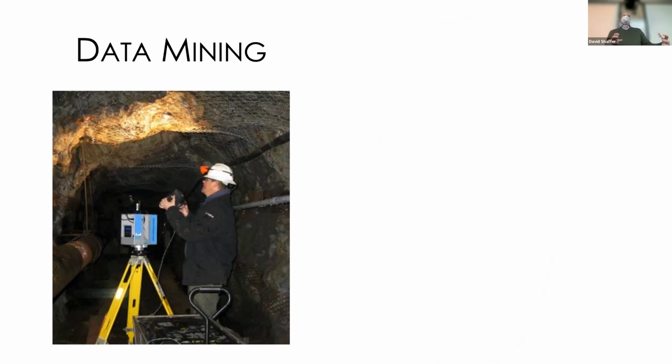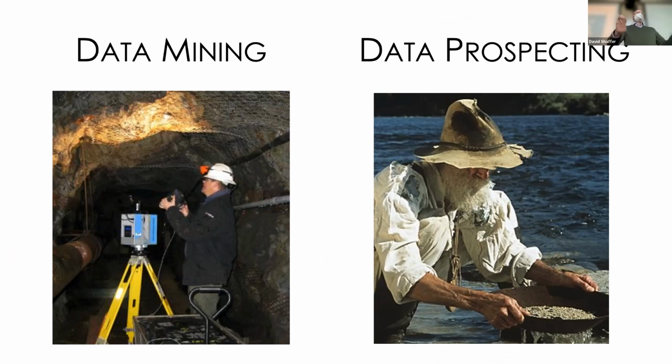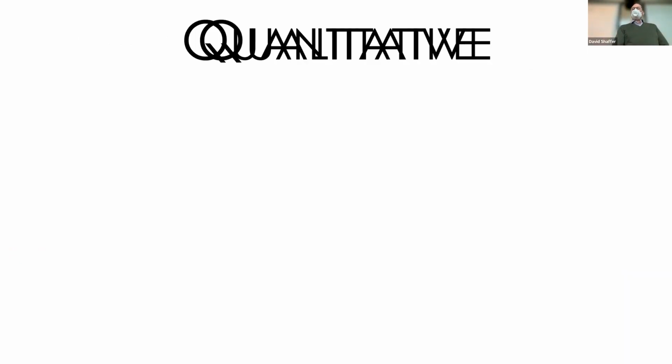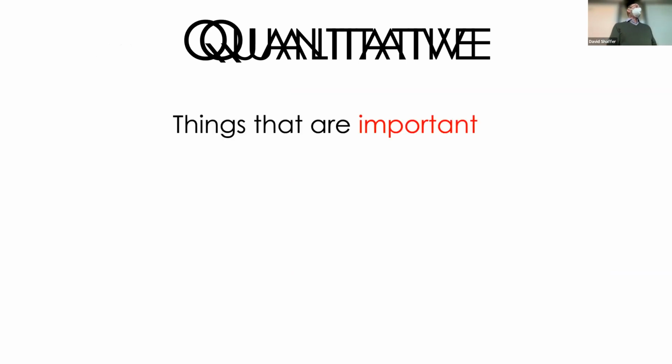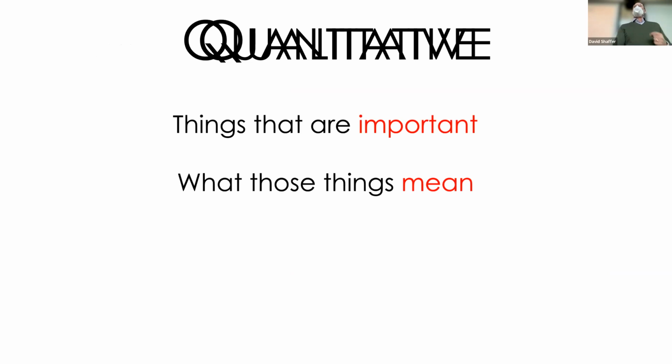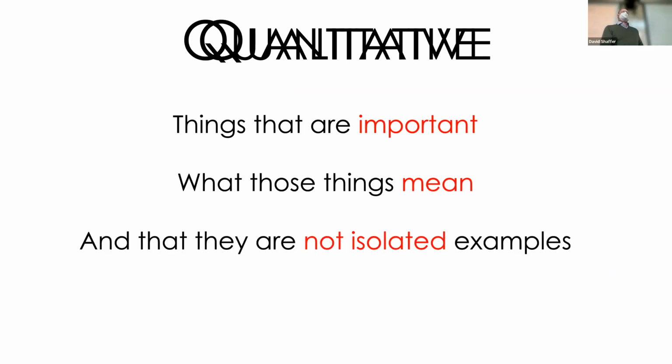which suggests a scientific process where you understand what the data is and you go through a process of extracting the data. But in fact, a lot of what happens these days is more like data prospecting, where we sift through a bunch of data and hope to find a few nuggets of gold somewhere mixed in there. All of which is just to say that whatever this is, it has to in some way focus on things that are important, has to understand what those things mean, and it has to show that these are not just isolated examples that we're picking out of anywhere.